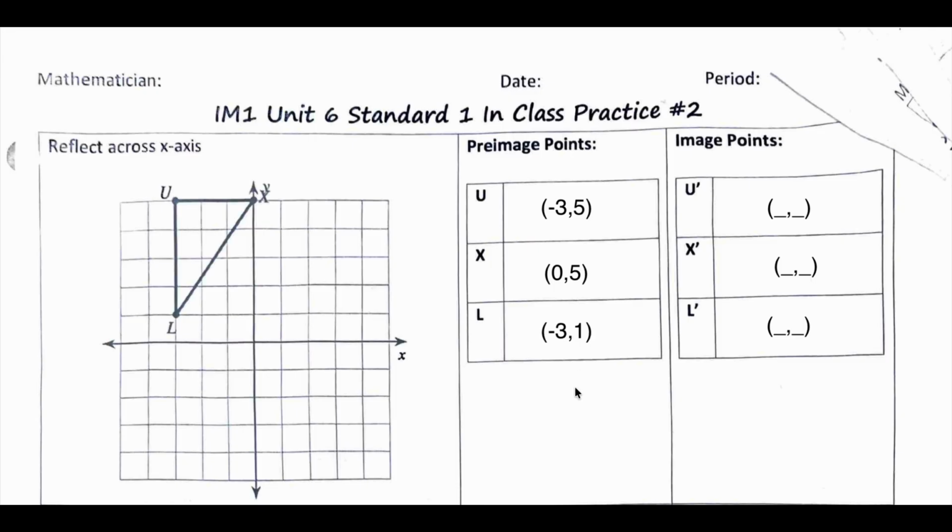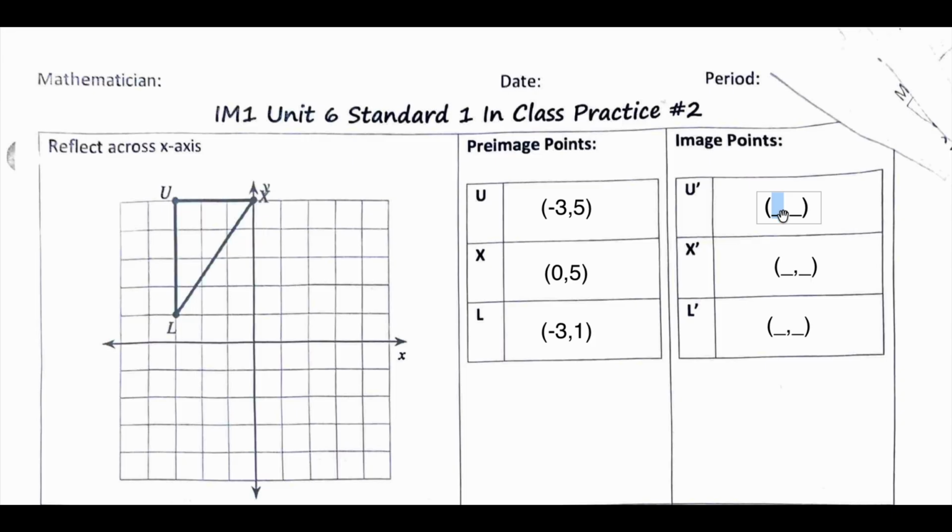So now in order to figure out what our image points are after the reflection, let's apply what we just talked about earlier. When we're reflecting something over the x-axis, it's going to come down this way. So if I were to reflect L, it would come to right about here. As you can see, the x coordinates remain the same, but since it's flipping over the x-axis, the y values are going to be opposite.